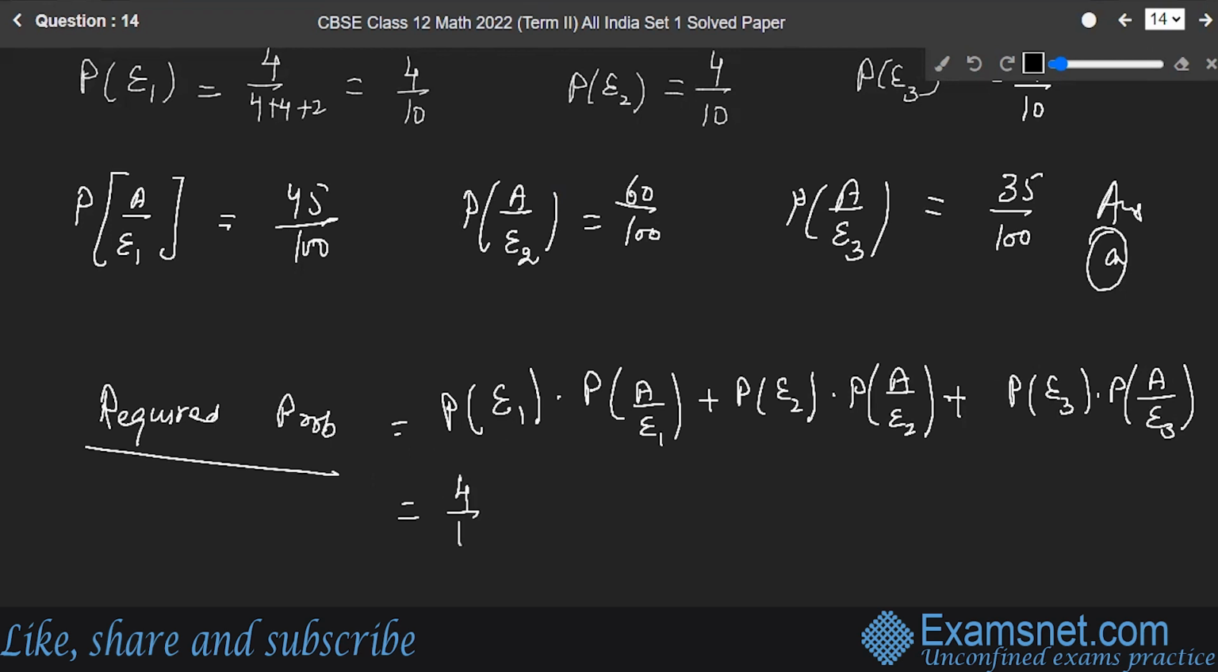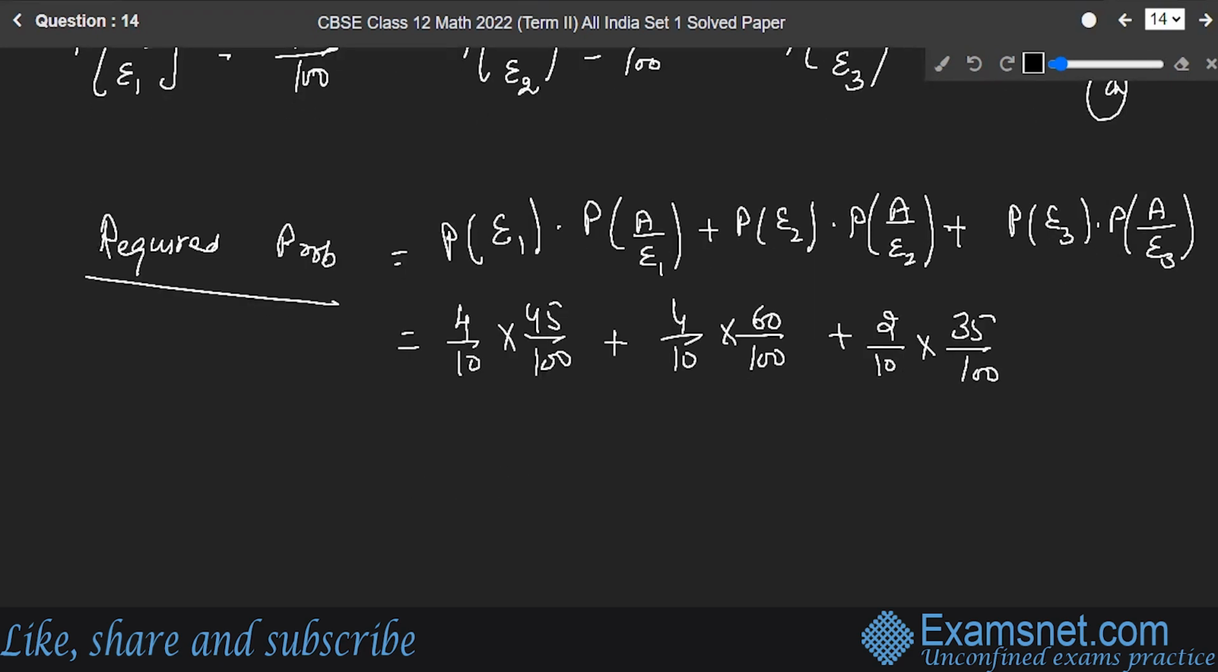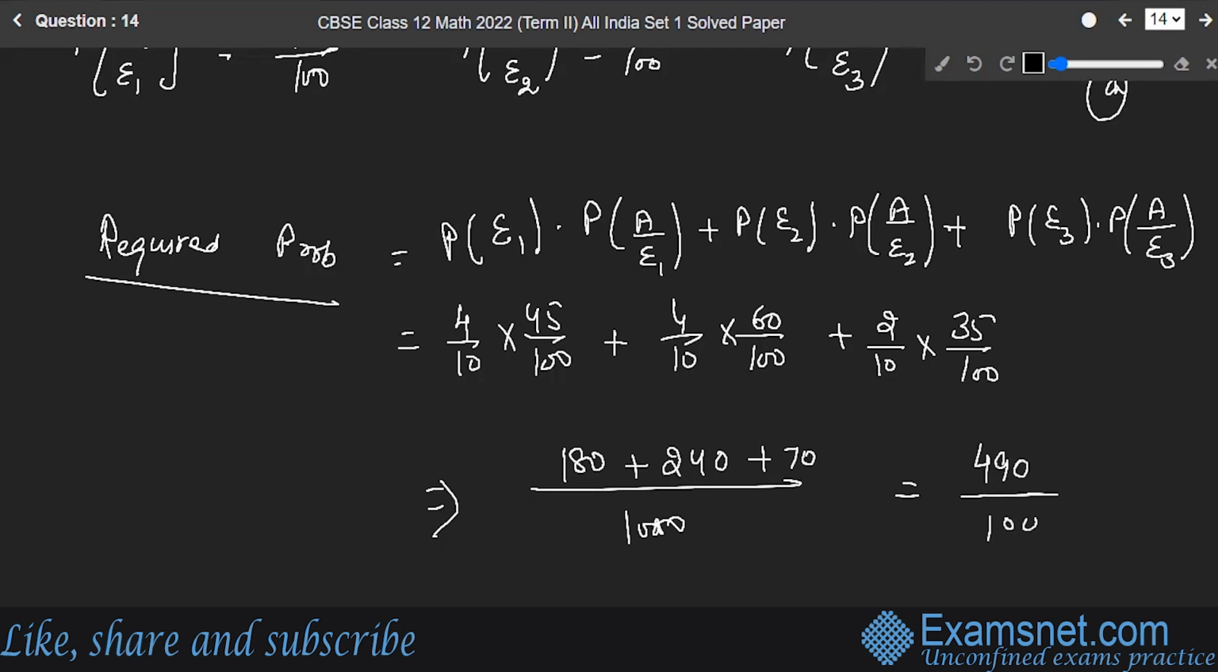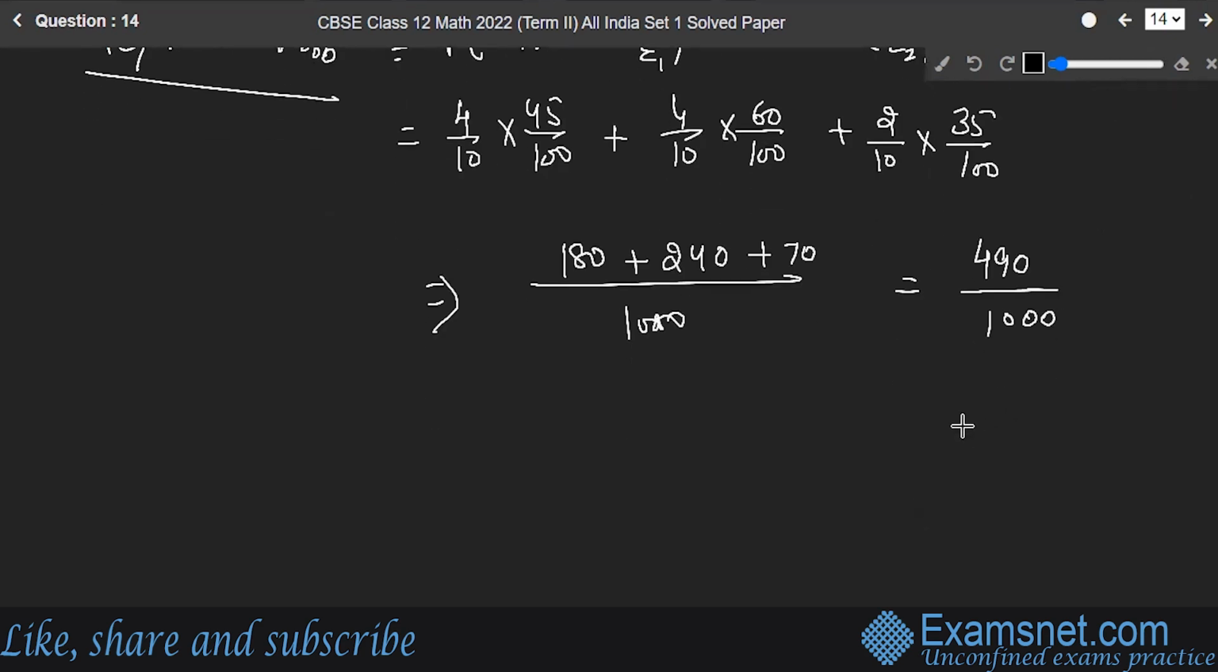This was equal to 4/10 into 45/100, plus 4/10 into 60/100, plus 2/10 into 35/100. So that is equal to, see, the LCM will be 1000 for each of them, so I'm directly calculating with it. This is 180 + 240 + 70, which is equal to 490/1000. That is equal to 49/100. Okay.